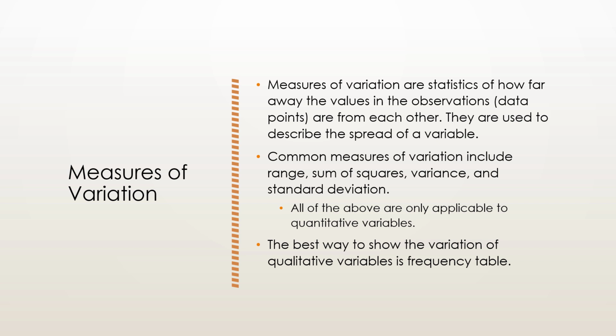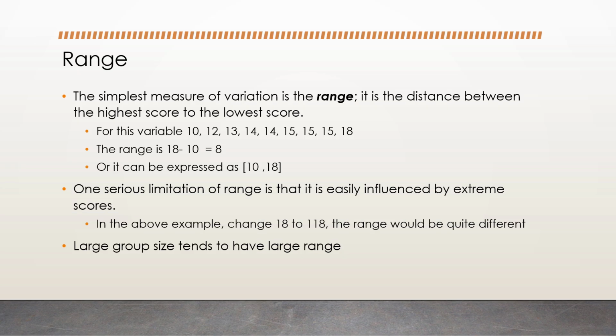Measures of variation are statistics that describe how far apart the values of data points are from each other. In other words, they capture the spread of a variable. In this video, I will introduce 4 common measures of variation: range, sum of squares, variance, and standard deviation, along with frequency measures. Range is the simplest measure of variation.